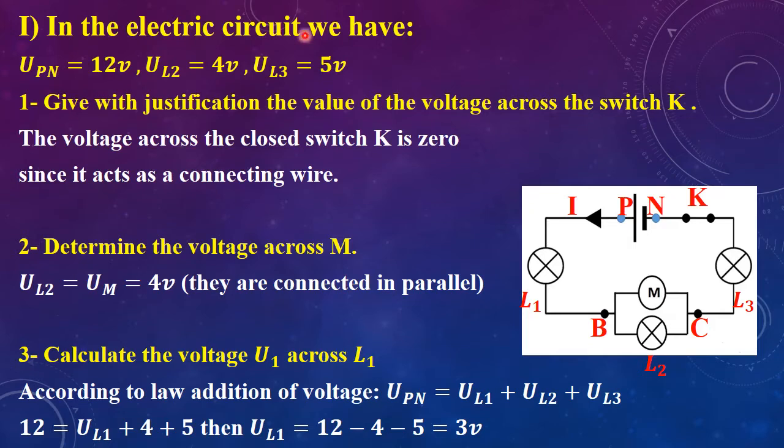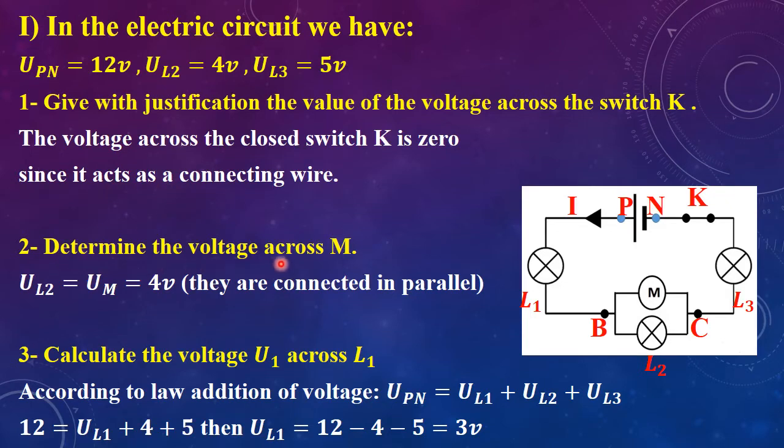In the electric circuit, we have UPN equal 12 volt, UL2 equal 4 volt, UL3 equal 5 volt. Give with justification the value of the voltage across the switch K. Here, since the switch K is closed, the voltage is 0. So the voltage across the closed switch K is 0 since it acts as a connecting wire.